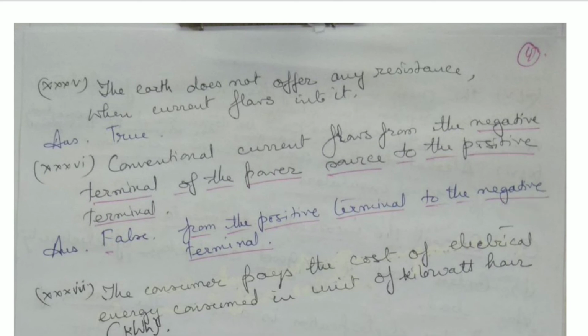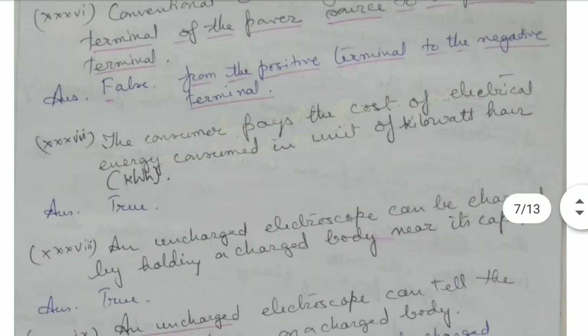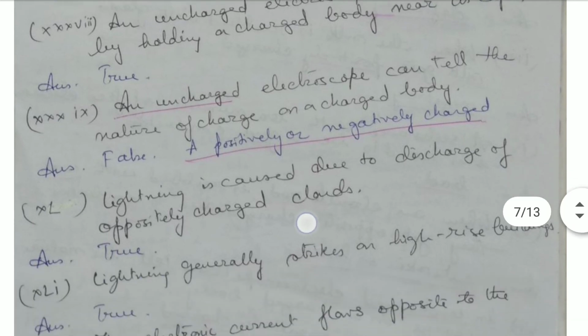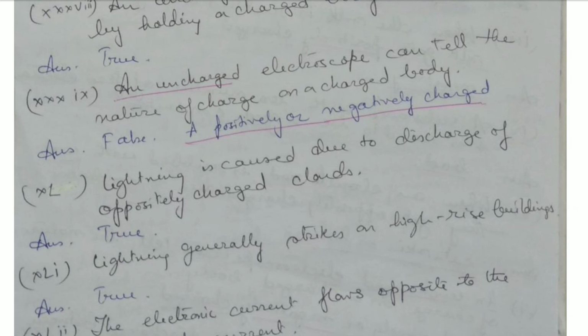That's true. Conventional current flows from the negative terminal of the power source to the positive terminal. No, it's from positive terminal to negative terminal. The consumer pays the cost of electrical energy consumed in unit of kilowatt hour. That's true. An uncharged electroscope can be charged by holding a charged body near its cap. That's true. An uncharged electroscope can tell the nature of the charge on a charged body. That's false. The electroscope should be positively or negatively charged.